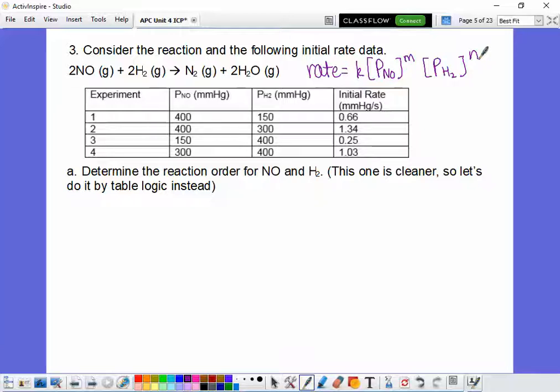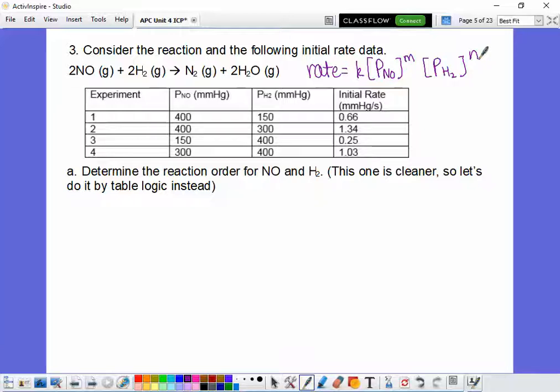So, just like last time, we're going to find 2 experiments, but this one's cleaner, so we're going to do it through table logic. We're not going to do all that algebra that we did. We're not going to write everything out, divide, all that stuff. Instead, we're still going to have to find 2 experiments in which only one pressure is changing. So which one do we want to tackle first? NO or H2? NO, all right.